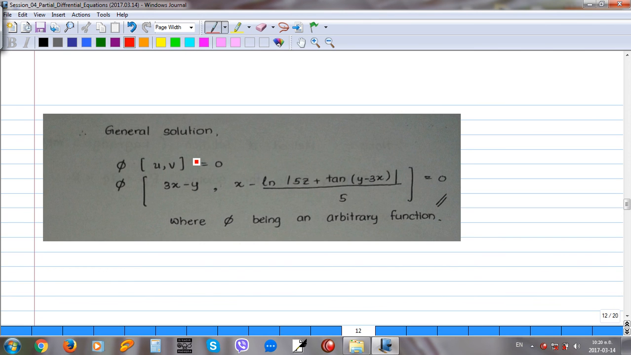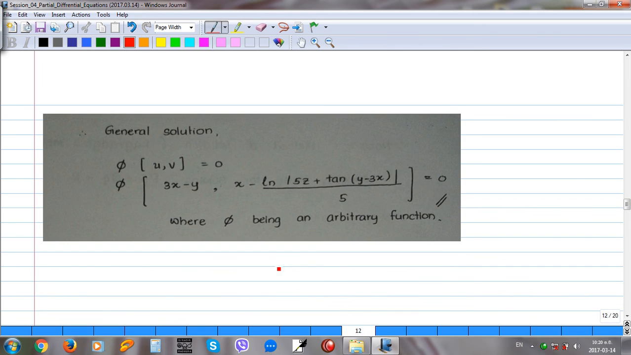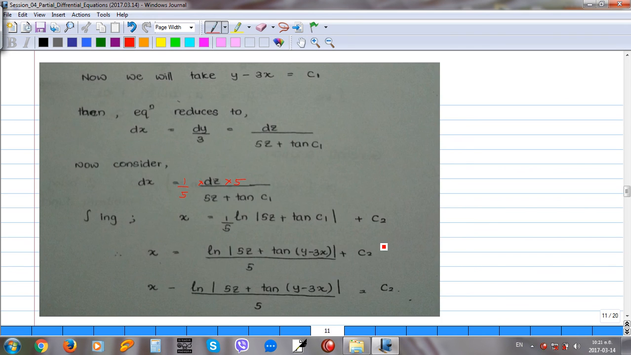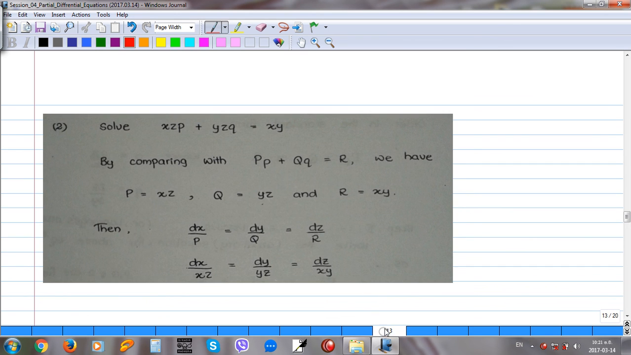Then finally we can write the general solution phi of u, v, where u means first c1 equals y minus 3x, and c2 you can write this equation. So this is the answer, where phi being an arbitrary function.